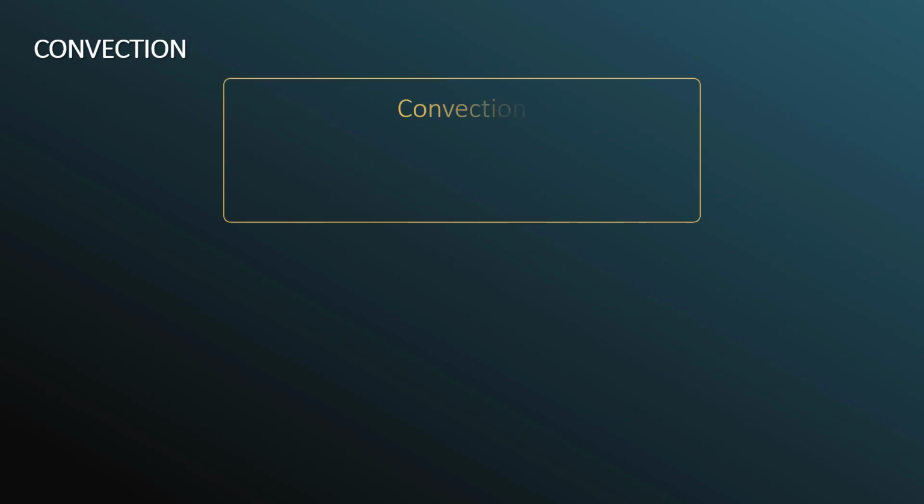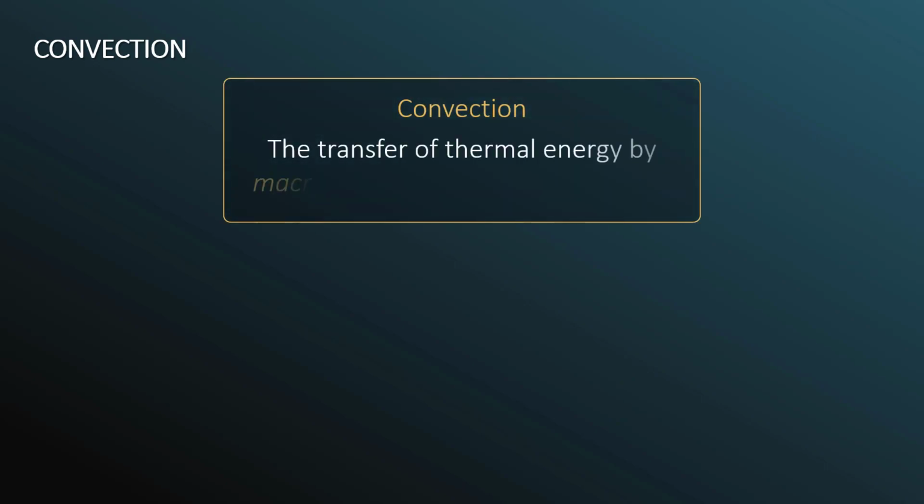Next is convection. Convection is the transfer of thermal energy by macroscopic movement of particles. Now, conduction, which we just finished discussing, was the transfer of thermal energy by microscopic movement of particles. Here, we're discussing the macroscopic movement of particles and how energy is transferred in that way. So we can see this as energy being transferred by quote-unquote blobs of matter, as opposed to individual small constituents of matter. We look at entire blobs.